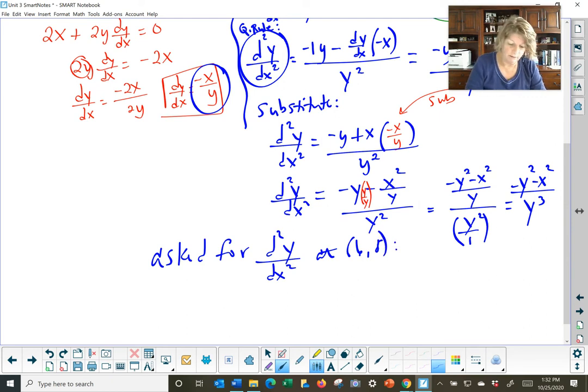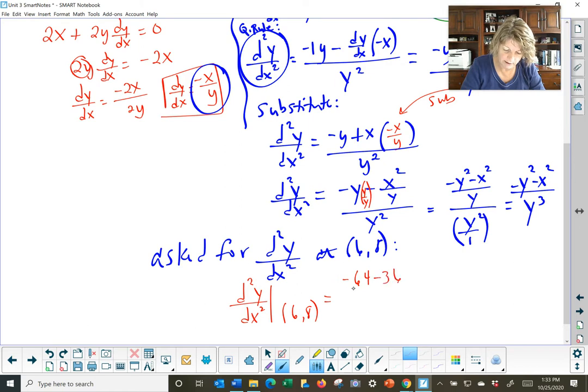I just got to plug in the numbers. So we're going to have, I'm going to change my color, the second derivative evaluated at (6, 8). And then let's plug in. So we'd have negative 64 minus 36, so that's a convenient number, over y cubed. Y cubed is 8 cubed, getting me negative 100 over 8 cubed, which is not one that I have in my brain right now. 512.